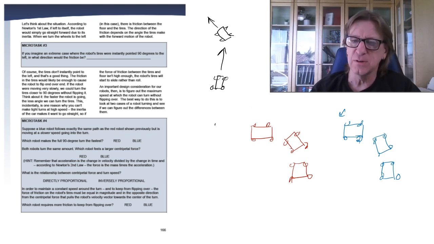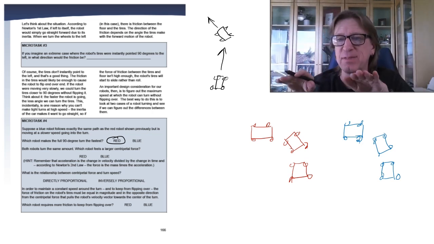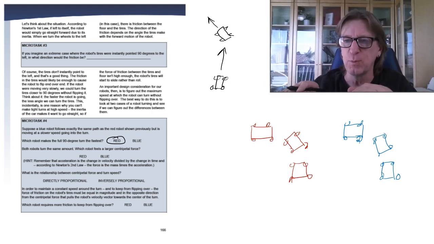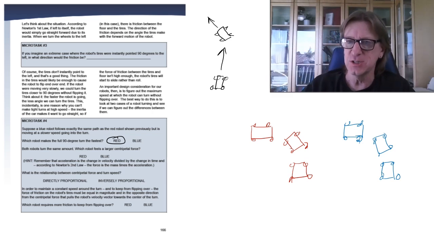Make your choice. Circle it in the book. Well, it's going to be the red robot, right? Simply because he's moving faster. So if I've got two robots and they're moving along the same path, the same basic curve, if you want to think of it that way, and the red robot's moving faster, well, then he's going to finish his turn before the blue robot is.